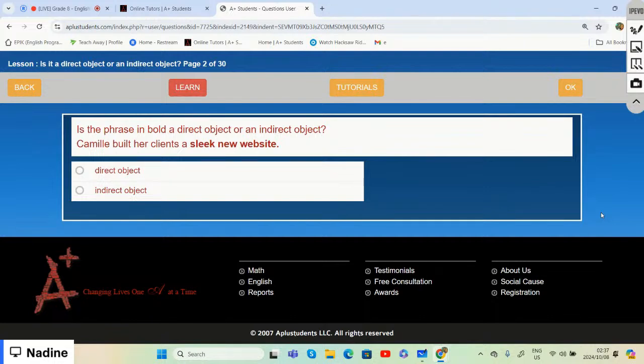And if we were to choose the correct option, then we will say sleek new website, right? That is a direct object. It's a direct object. Sleek new website.